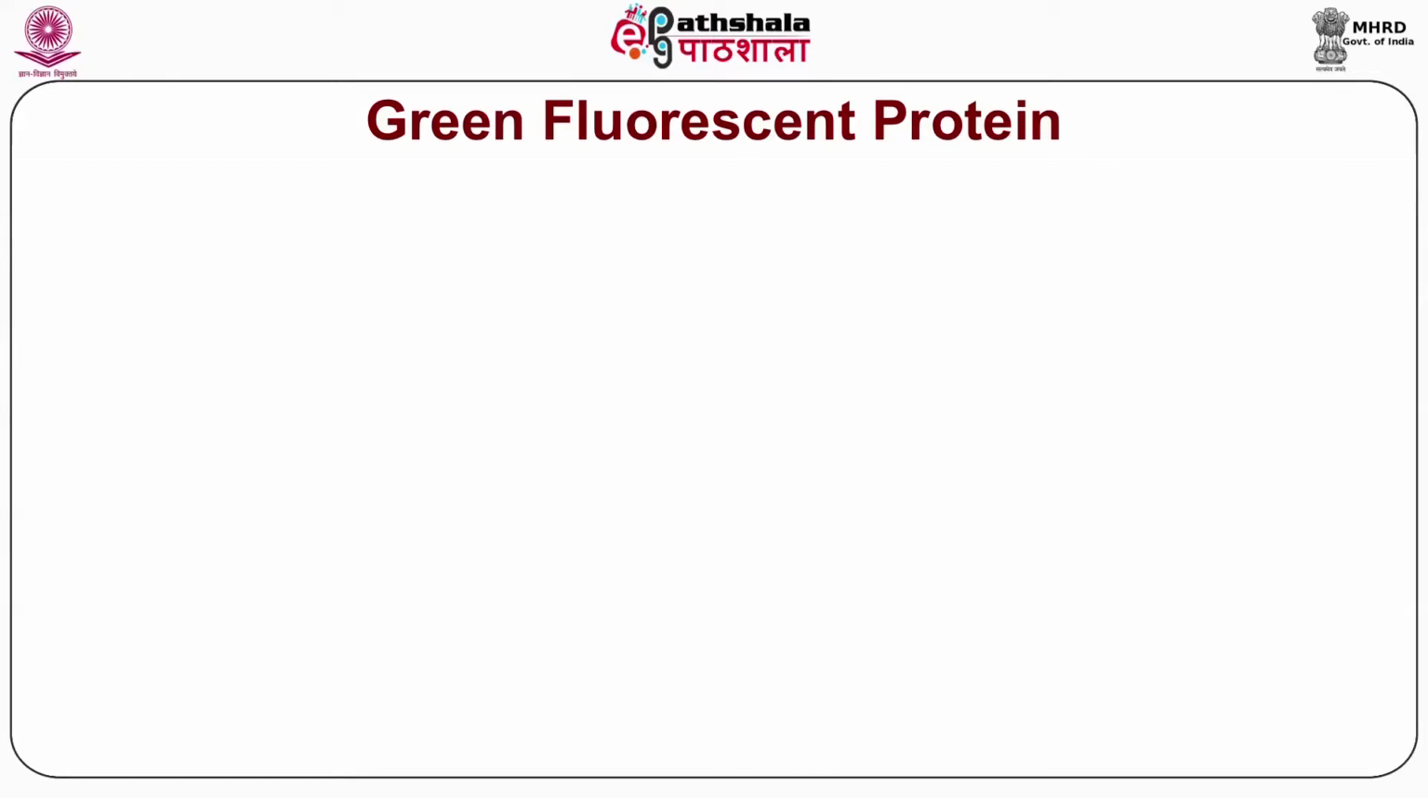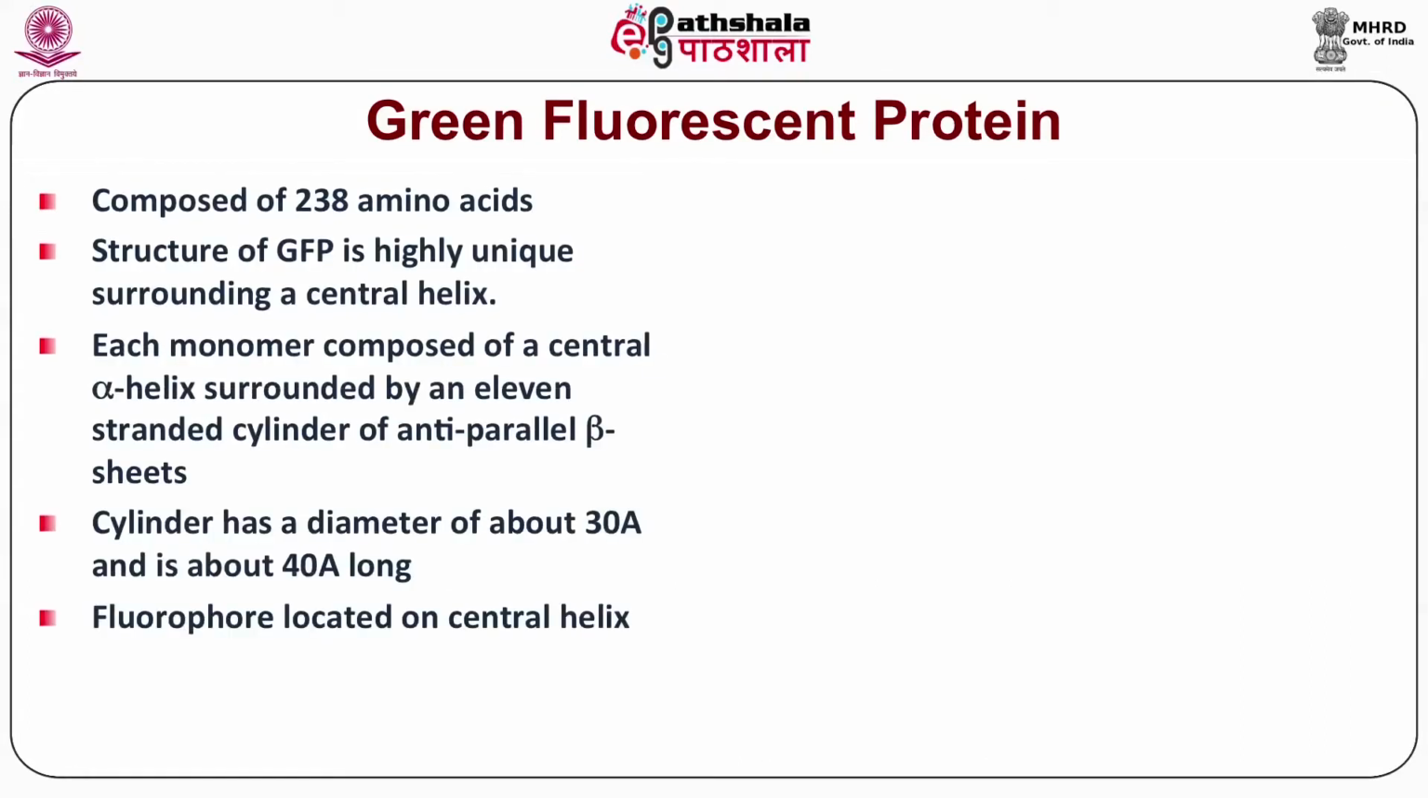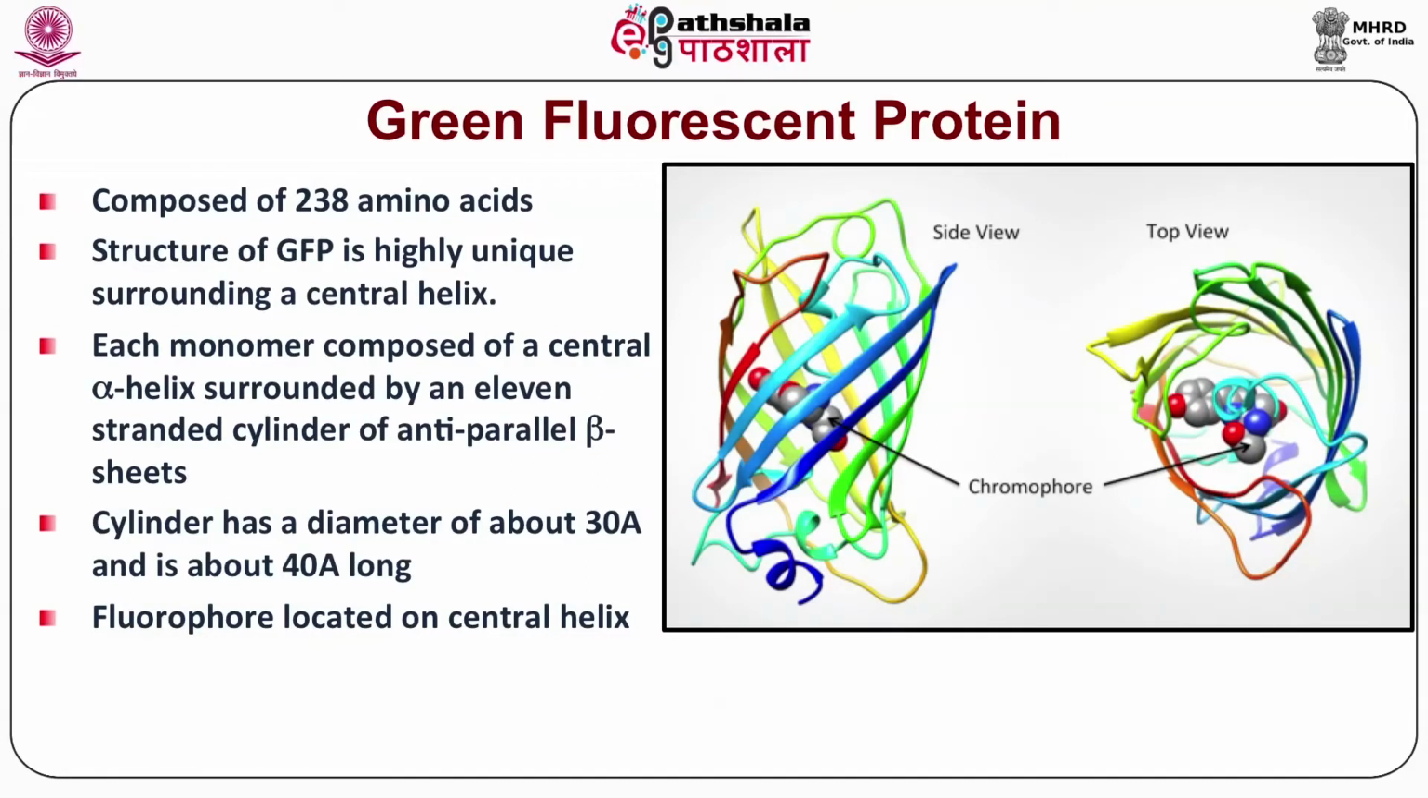Green fluorescent protein is composed of 238 amino acid residues and its structure is highly unique, surrounding a central helix. Each monomer is composed of a central alpha helix surrounded by an 11-stranded cylinder of anti-parallel beta sheets. The cylinder has a diameter of about 30 angstrom and is 40 angstrom long, and the fluorophore is located at the center of the helix. You can see here the structure of green fluorescent protein, in which the beta strands surround a core in which the chromophore is located at the center.